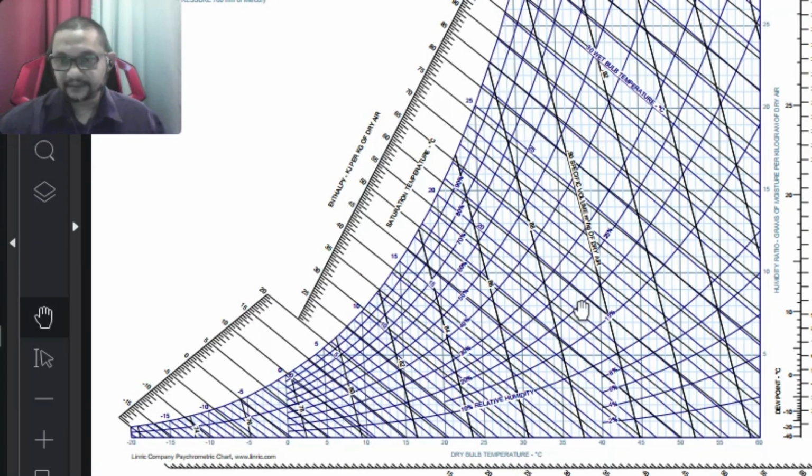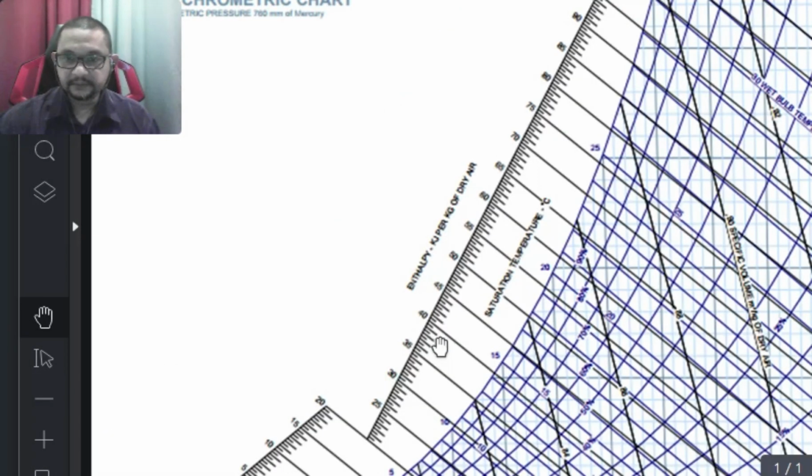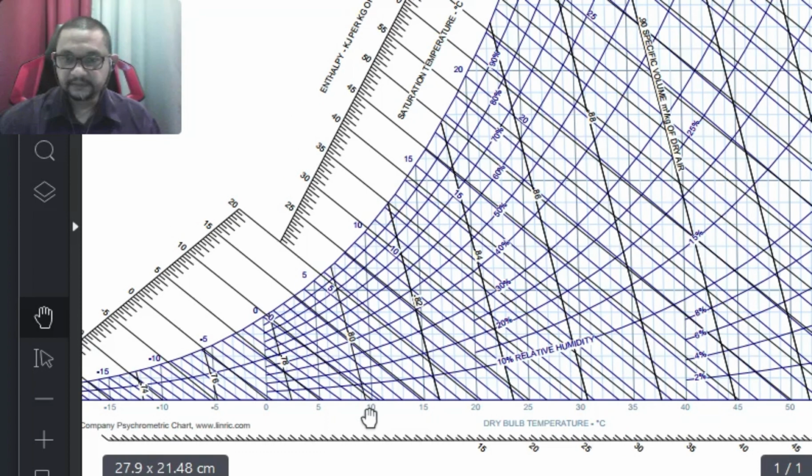Okay, this is a psychrometric chart. The temperature T1 is 10 degrees Celsius. If you look at the dry bulb temperature of 10 degrees Celsius, I mark it on the graph here. This is 10 degrees Celsius.